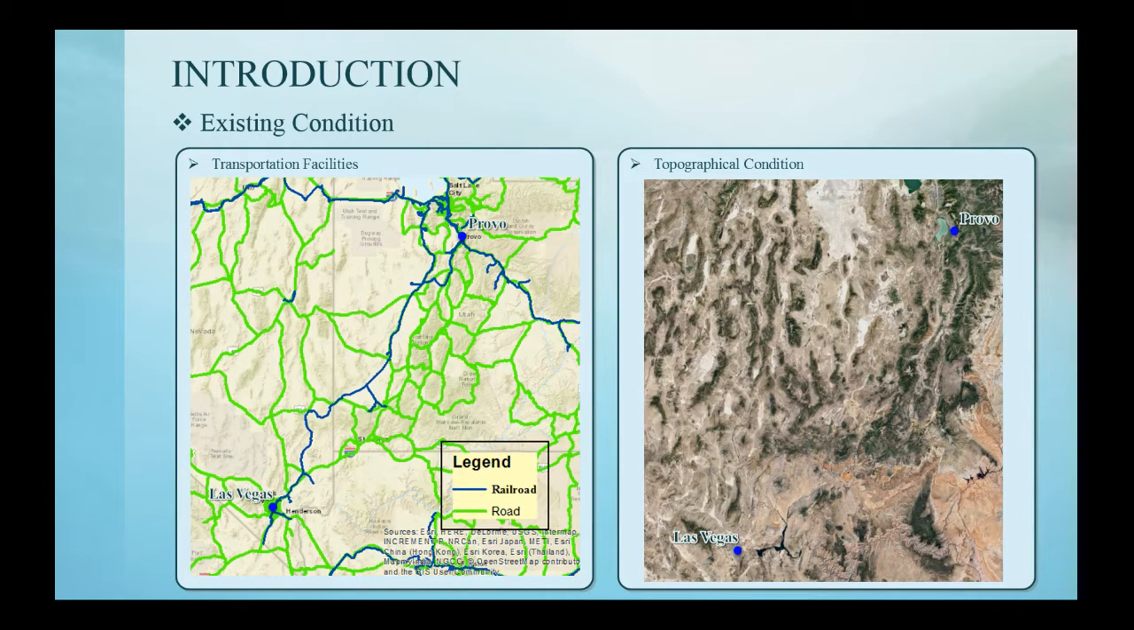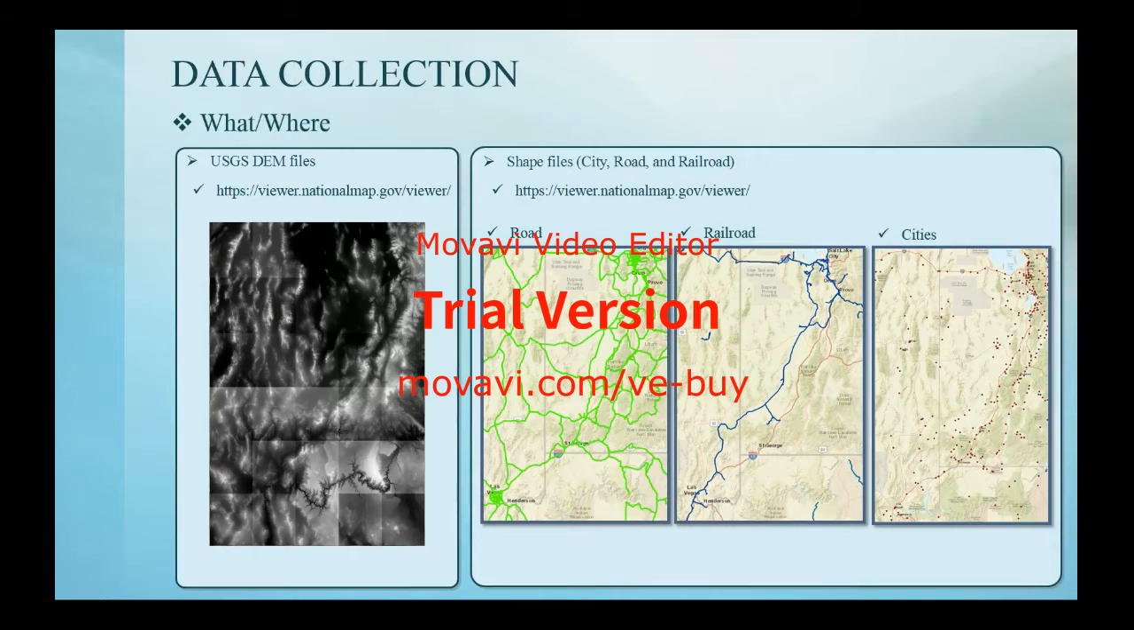This is the page for existing conditions. Between Provo and Las Vegas, there is one railroad and several roads we have to consider for this project. And the topographic condition is there. On the east and south side, there are a lot of mountains, and there are about three big lakes we have to consider.